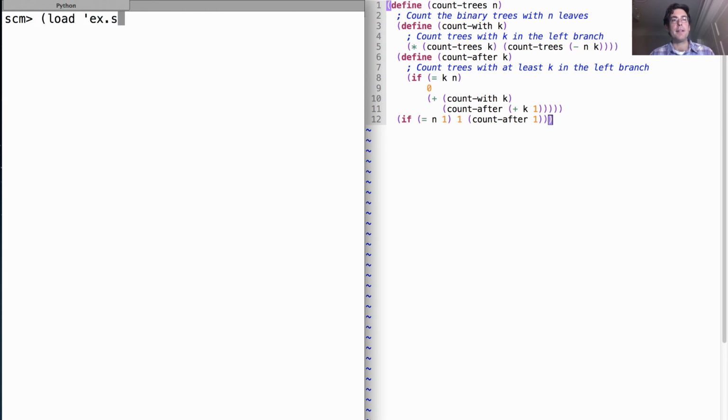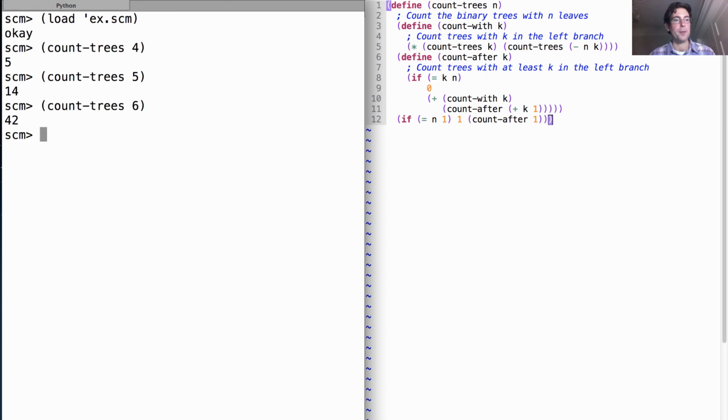Let's load this file and see what it does. So if we count trees with 4 leaves, we should have found the 5 that we saw before. And if we count trees with 5 leaves, we find that there are 14, because we can have arbitrary combinations. 1 on the left, 4 on the right, well then we have 5 different of those. If we have 4 on the left and 1 on the right, we have 5 more of those, so that's 10 in total. And the other 4 have to do with whether or not you have 2 on the left and 3 on the right, or 3 on the left and 2 on the right.